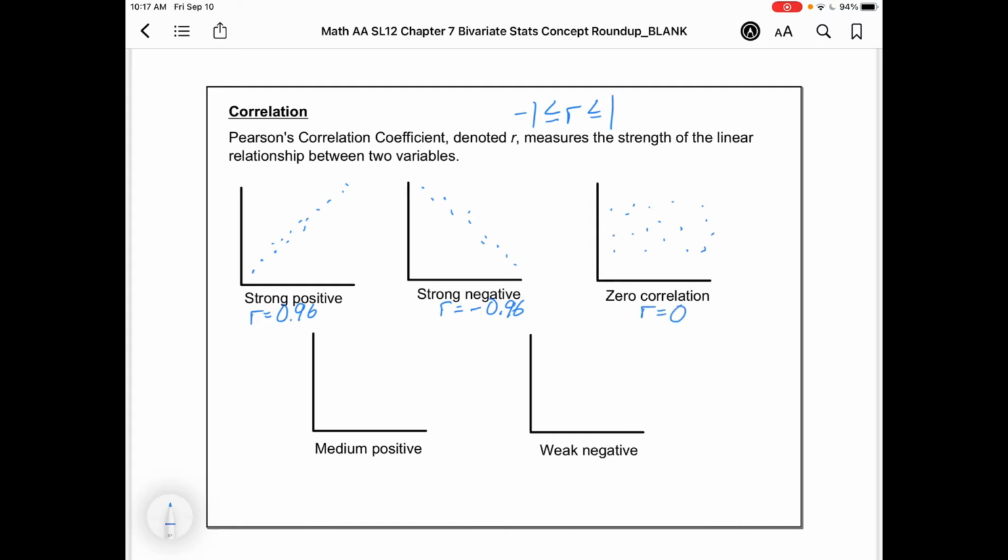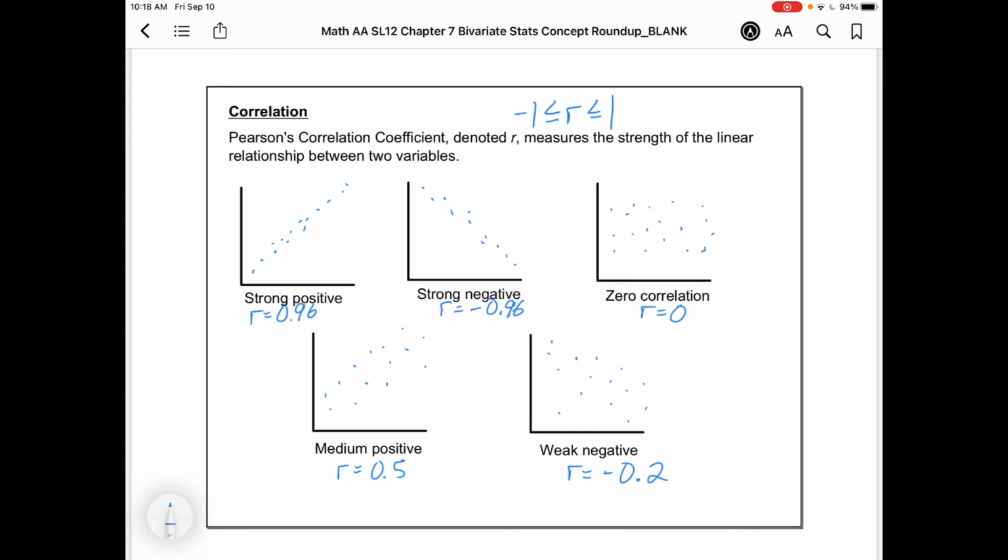Now, what does it mean to have a medium positive? Well, it's still positive, so as one increases, so does the other, but it's not exactly linear looking. There's a trend, but it's not perfect. So that might be an R of, I don't know, 0.5 or so. And if we have a weak correlation, then that linear relationship is sort of there, but maybe we have some outliers here. That would be pretty weak right there. So that might be an R of, I don't know, 0.2.